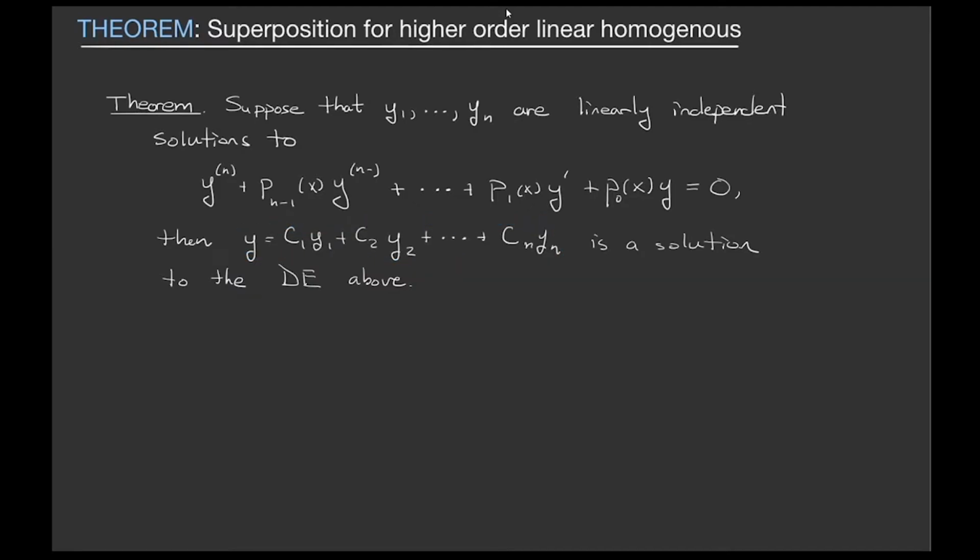Now, the reason for this theorem is that when we have a differential equation of, let's say, nth order, we're going to be looking for n linearly independent solutions. And it follows from this theorem that this linear combination is also a solution. In fact, it is, in some sense, the fullest general solution. We'll get these n linearly independent solutions from the characteristic polynomial.